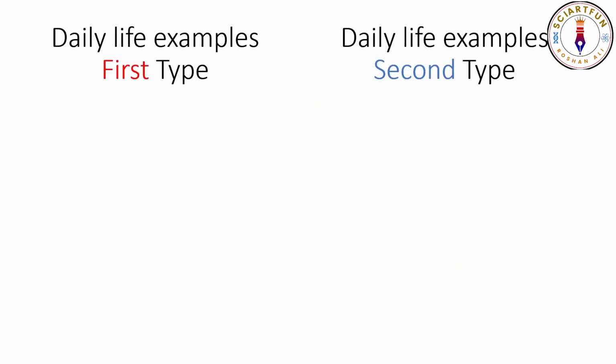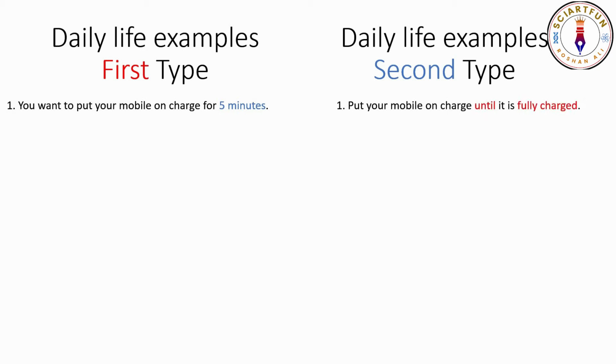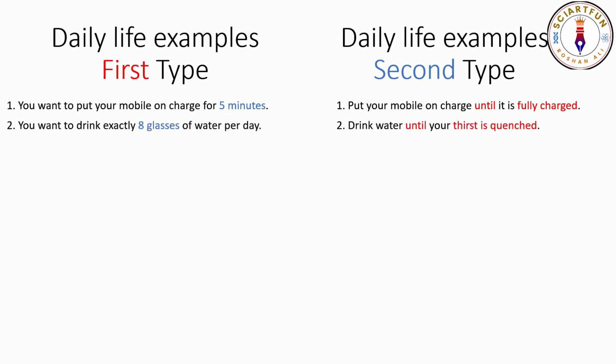Now let's take some daily life examples of both kinds of loops. In the first kind of loop, for example, you want to put your mobile on charge for 5 minutes. You know the time. In the second case, you put your mobile on charge until it is fully charged. Here we have a condition instead of a specific time. The second example is that you want to drink exactly 8 glasses of water per day, while in the second case, you put a condition of quenching your thirst. You drink water until your thirst is gone.